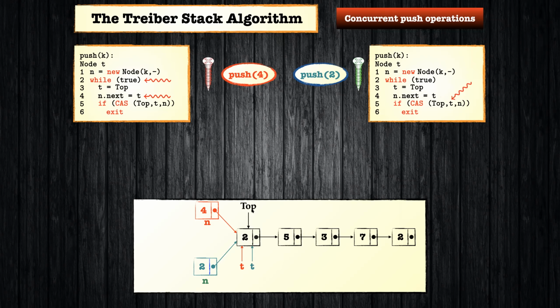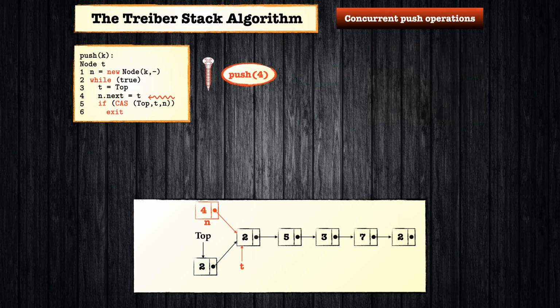They are pointing to the same cell, which means that the new topmost element will be the new 2. So now, if you look at the stack, it contains 2, followed by 2, followed by 5, 3, 7, and 2 again. Well, the red thread has not succeeded or failed yet. So now it will try to do the CAS. It will fail again.